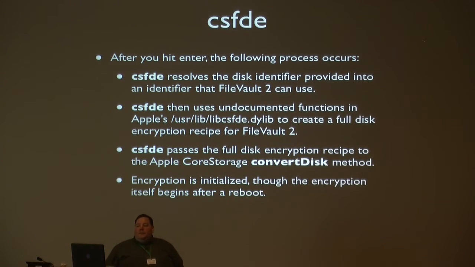So, after you enter your csfde command and hit enter, the following process then takes place. csfde is going to resolve the disk identifier you have given it into a disk identifier that FileVault 2 can use. csfde then creates a full disk encryption recipe, supplying the disk ID, the user credentials, and other static data, and feeds it into Apple's libcsfde dynamic library. csfde then will pass that full disk encryption recipe to Apple's core storage convert disk method. This will initialize the encryption process, though the actual encryption, as with usual FileVault 2, does not begin until the machine actually reboots.